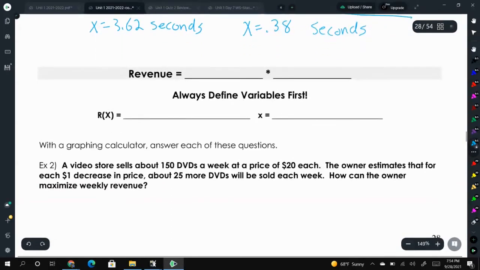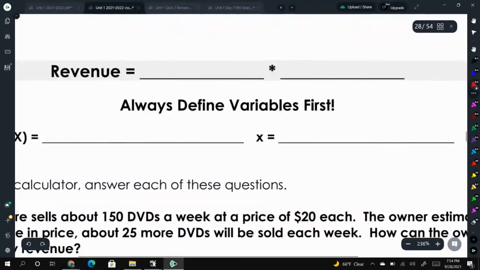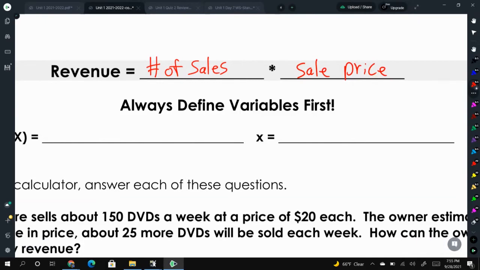The next thing we're going to talk about is revenue or some other word problems. Your revenue, when you're selling something, like as part of a business, is going to be the number of sales, so how many things you sell, by the sale price. And that should make sense. If I'm selling cookies for $2 each, and I sell 5 cookies, okay, 5 times 2 is $10. So that shouldn't be too much of a stretch.